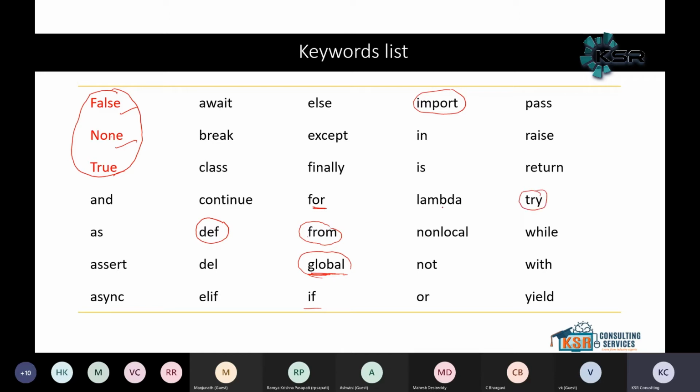Try, finally: you might have seen finally somewhere. Try, finally, except are the exception handling statements. Is and in are used to apply some conditions. Return is used to return a value. Raise is used to raise any exception.